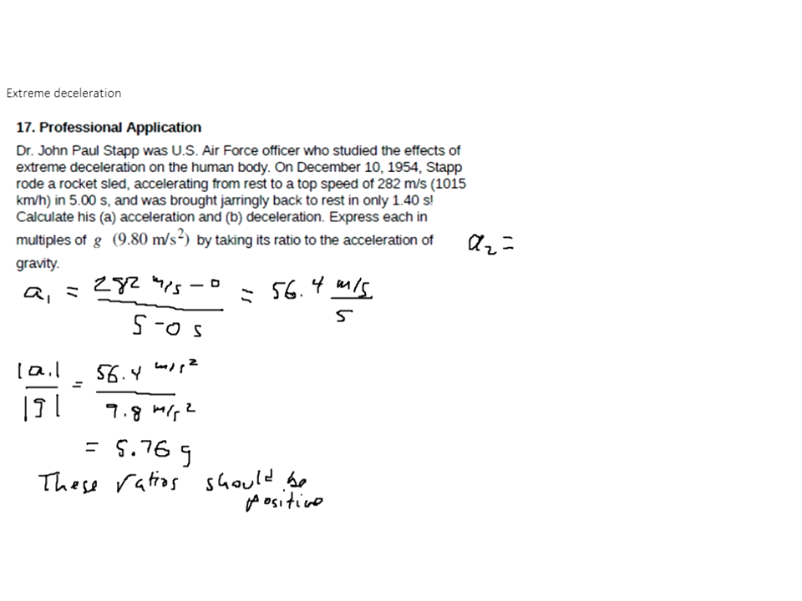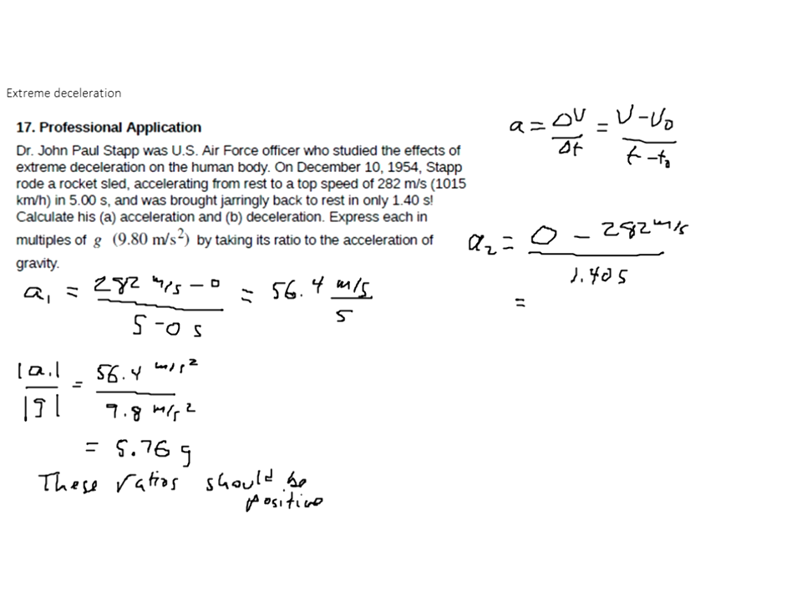So a2, so now brought jarringly back to rest in 1.4 seconds. So now this person went from 282 to zero. Since acceleration, I should have written this down to begin with, we know that's v final minus v initial over t final minus t initial. So now the final is zero. The initial is 282 meters per second, and this time it happens in 1.4 seconds. So that turns out to be a negative number, negative, wait for it, 201 meters per second.